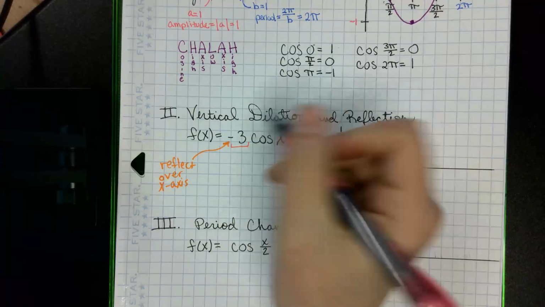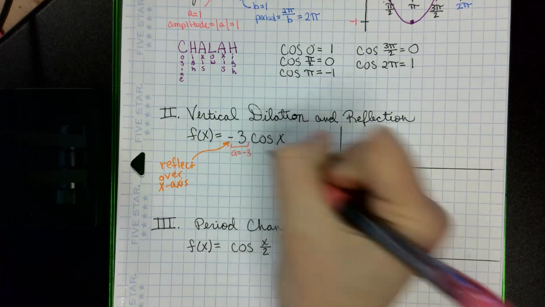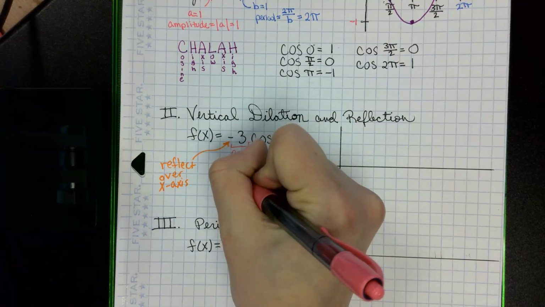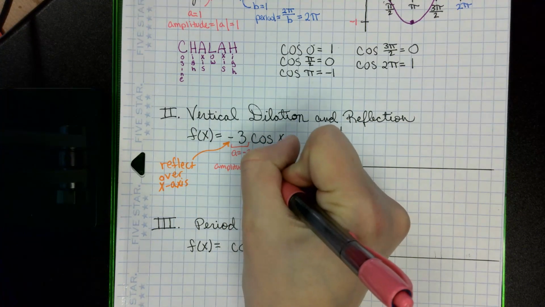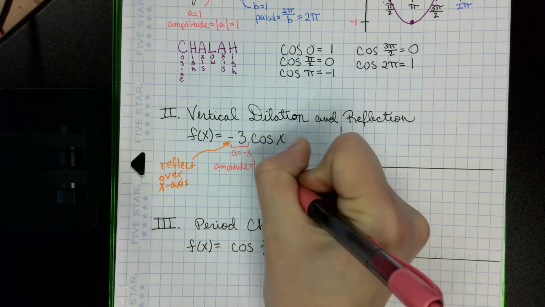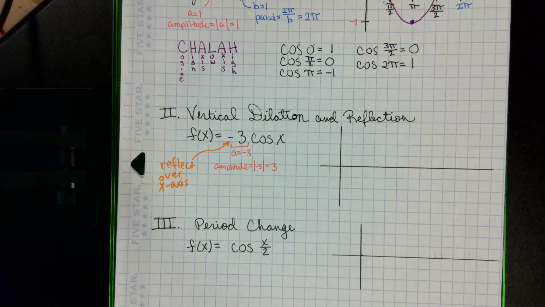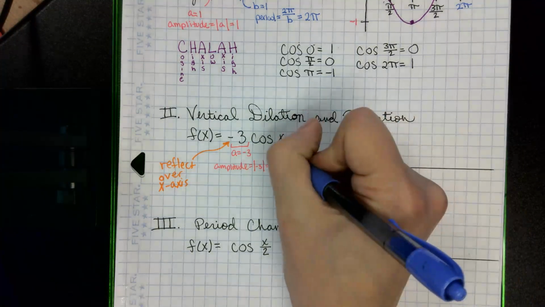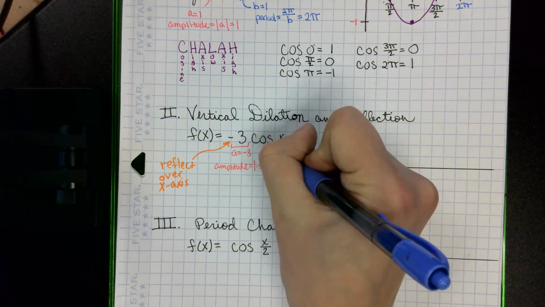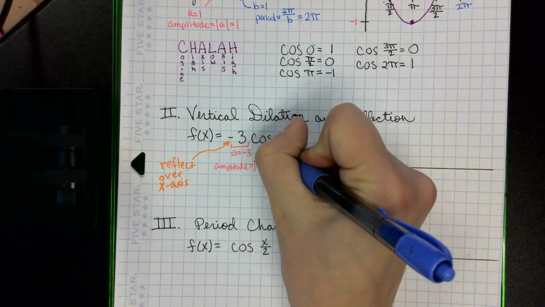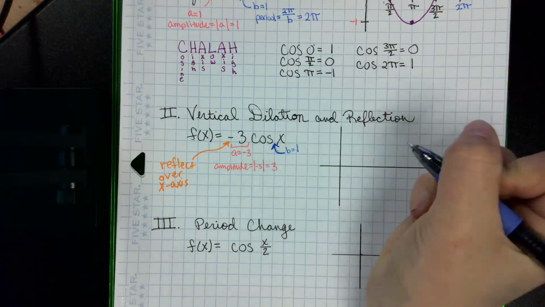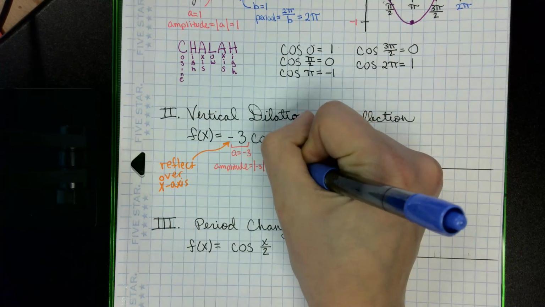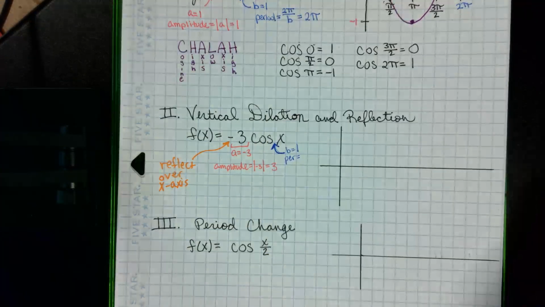Then I need to figure out the a value. A here is -3. That helps me with the amplitude, which is the absolute value of -3, which is 3. And then the b value is what's in front of x. I love it when b is 1, because it makes it nice and easy. B equals 1. So the period is 2 pi over 1, which is 2 pi.